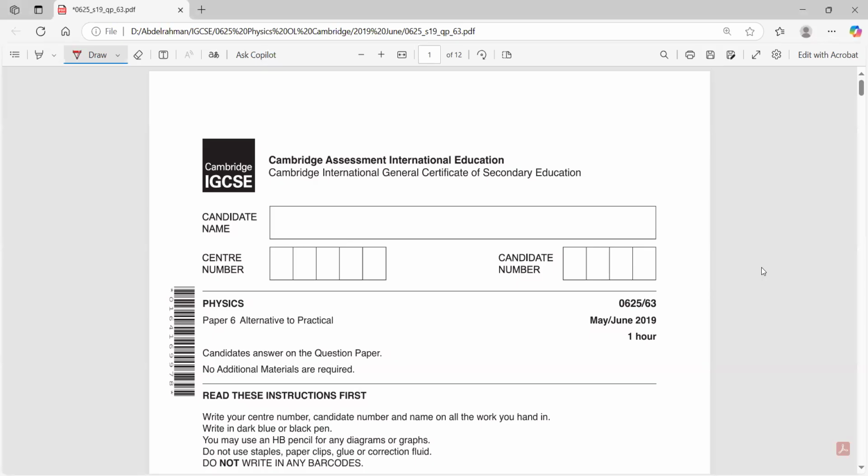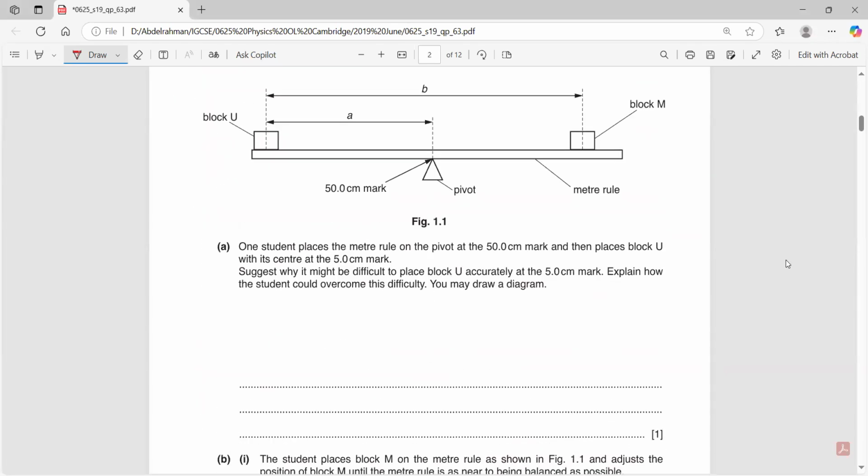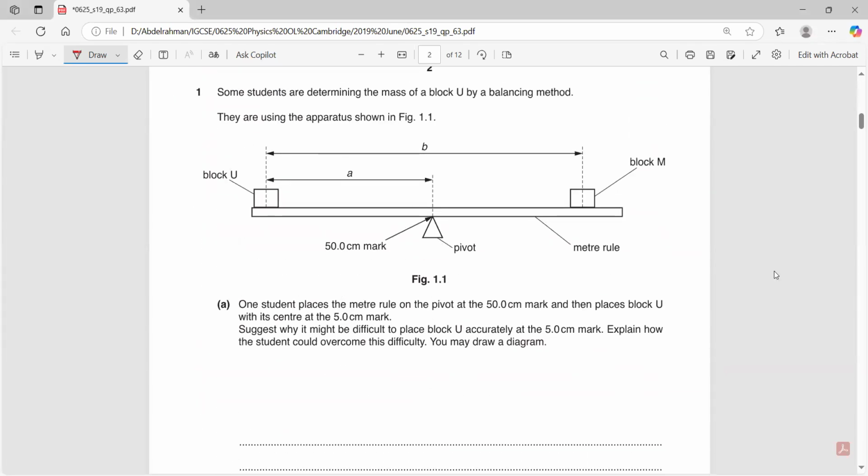Okay, May/June 2019, paper 6, variant 3. In question 1, some students are determining the mass of a block Q by a balancing method. They are using the apparatus shown in figure 1.1. One student places the meter ruler on the pivot at the 50 centimeter mark and then places block Q with its center at the 5 centimeter mark.